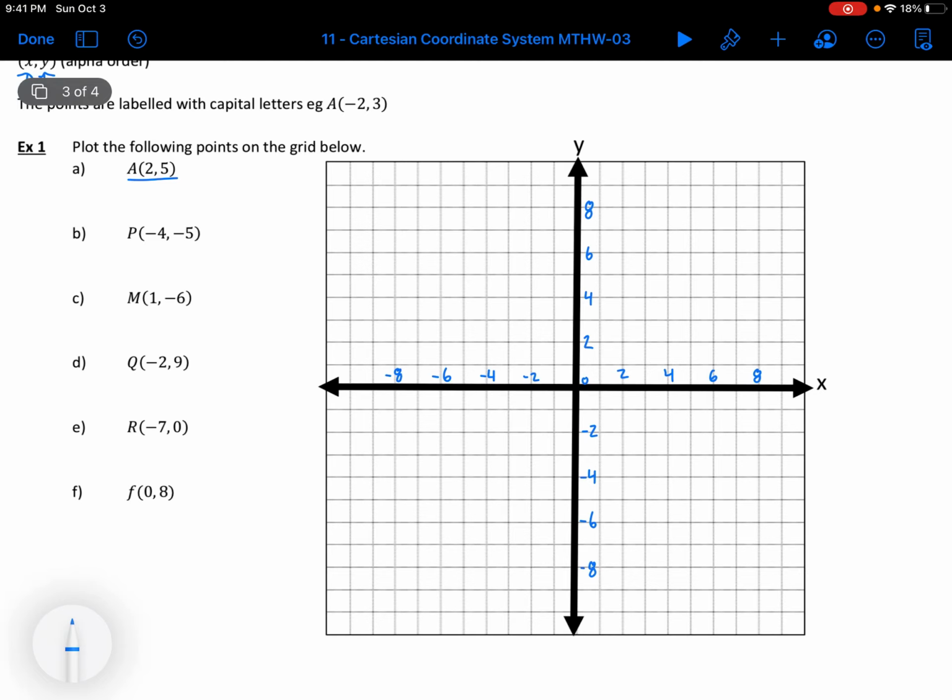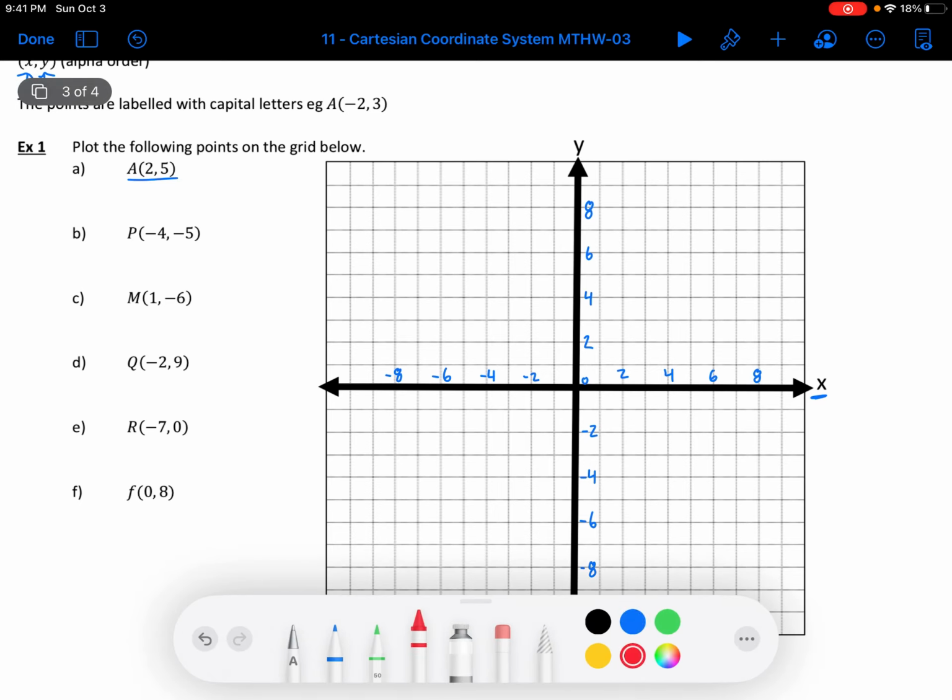So if I'm going 2 and then 5, my x-axis is always the first number. So what that means is I'm moving over 2 to there. That's not my point though. And then I need to go up 5. So my point A is right there. So what we have for A is, we'll change colors here, we'll write it in red, A is 2 and 5. We went 2 to the right and then up 5.